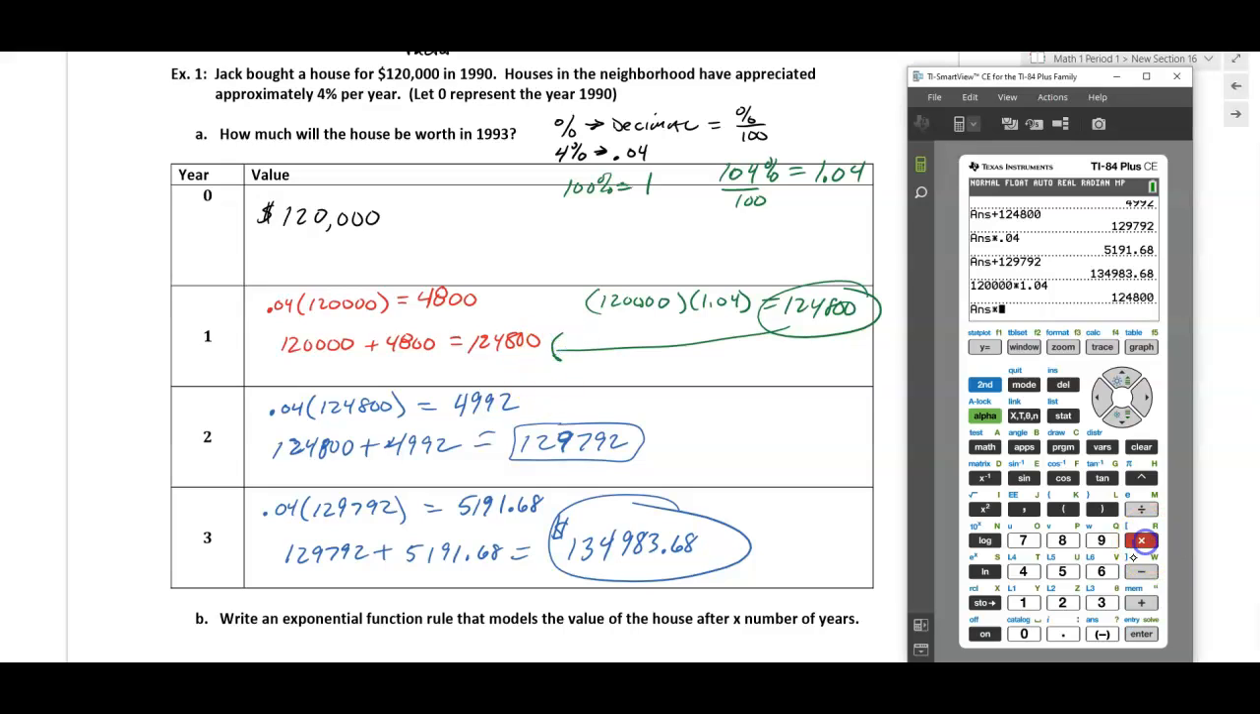So if I took this and multiplied it by 1.04 again, I'd get the 129,792. And again, if I multiplied that by 1.04, I would get the 134,983.68. So the easiest way to add a percent to an amount is to go 100% of the amount plus the percent increase. So 104% is equivalent to 1.04.